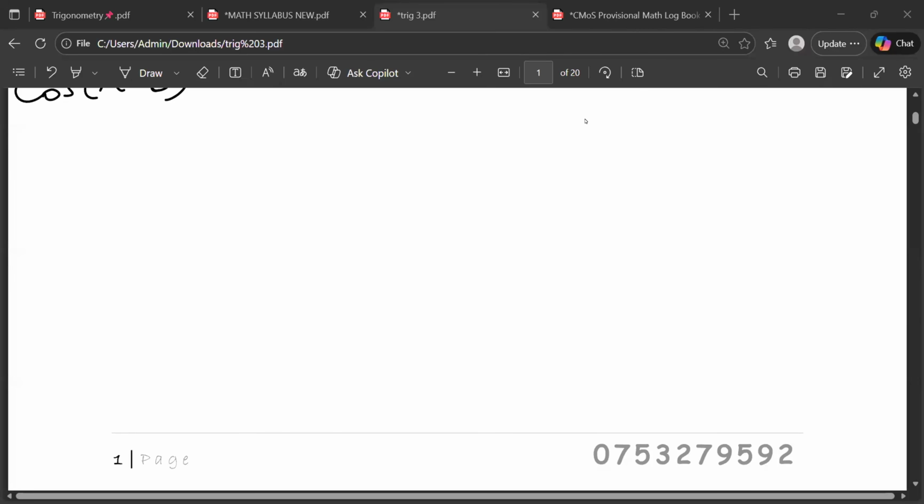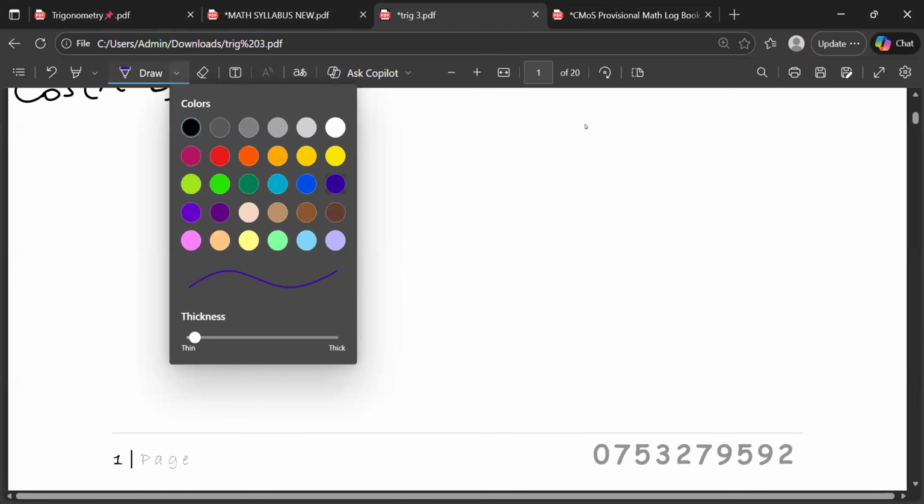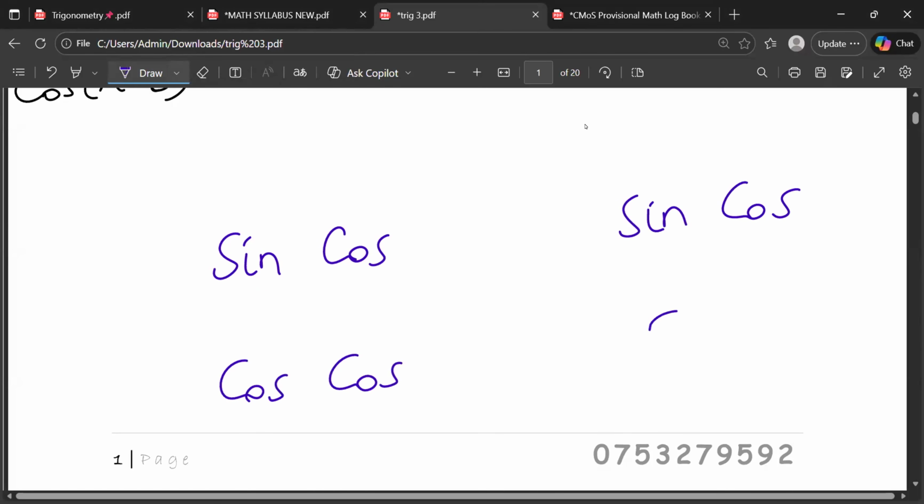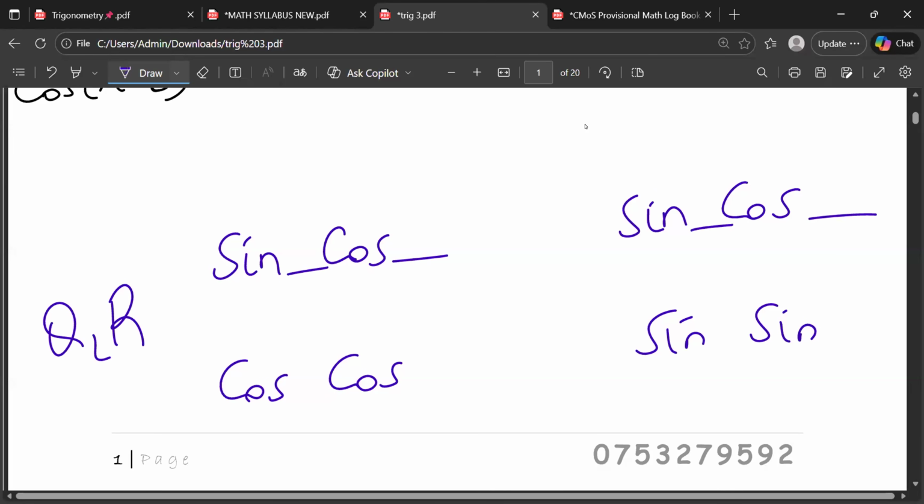Now I want you to tell me. This is what you told us. You told us that for sine we write sine cos, then even here we write sine cos, isn't it? Yes. Then you said for cos we say cos cos, then this side we say sine sine, not so? Yes. So assume my angles are Q and R. Tell me what I should put here and also here.